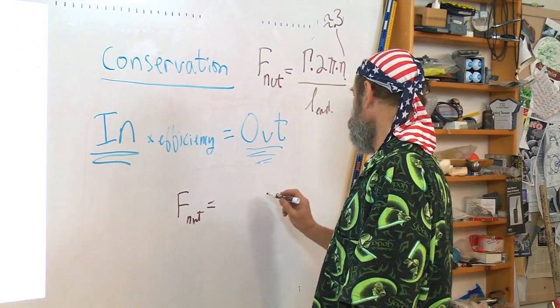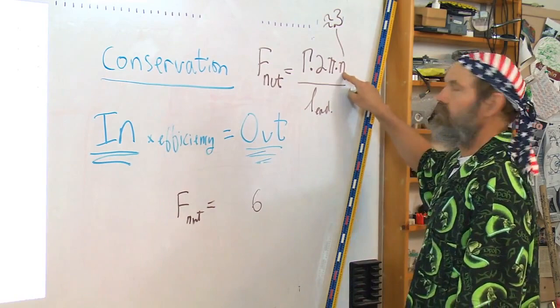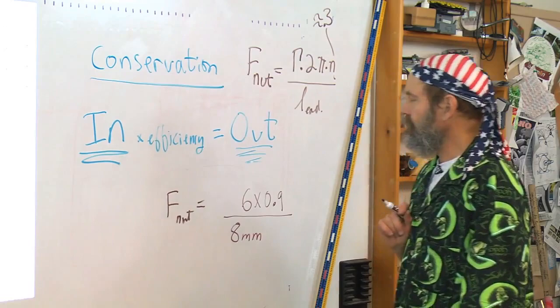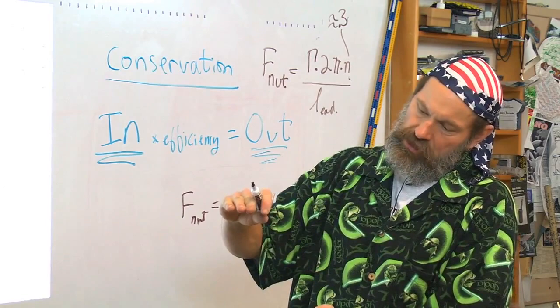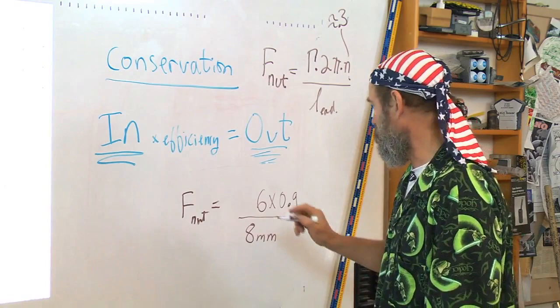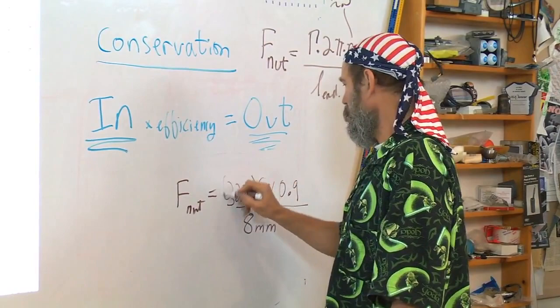equals 2 pi, which if you're on a diet, 2 pi is 6. And this is times 0.9 over the lead, which we said was 8 millimeters. And the torque I put in, let's say, just kind of the mellow dude, and the wrench is about this long, which is, let's say, what is that? A little over a third of a meter. So 300 millimeters, let's call it 320 millimeters. And the force I'm going to put on, 20 newtons.